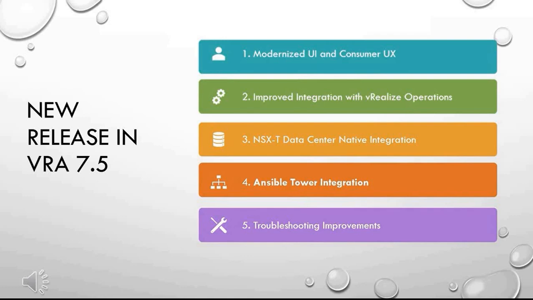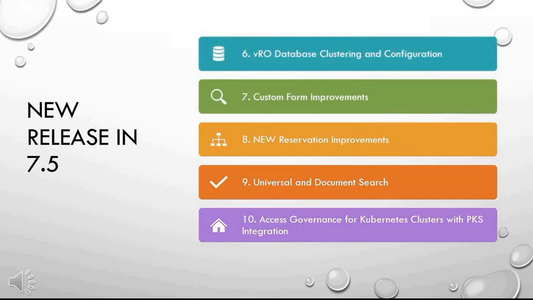The next features noticed in VRA 7.5 are NSX-T data center integration, Ansible Tower integration, and troubleshooting improvements. Moving on to our next slide, the added features are VRO database clustering and configuration, custom form improvements, new reservation improvements, universal and document search, PKS integration, and much more. I have tried to show some of the differences so that you can understand them easily.